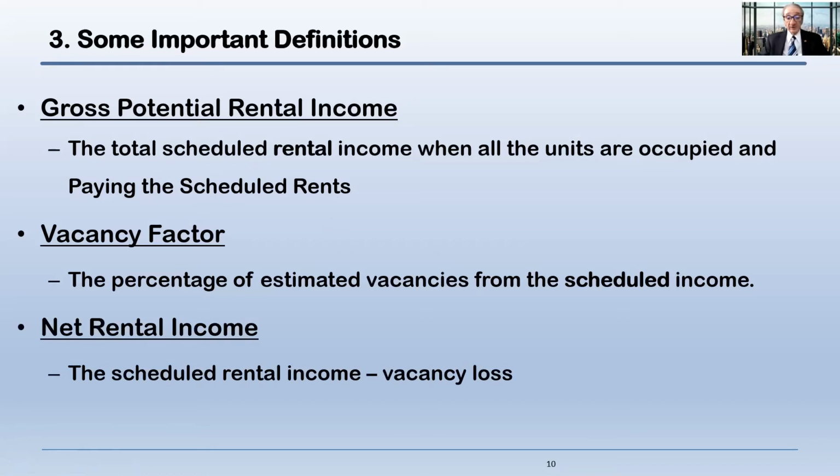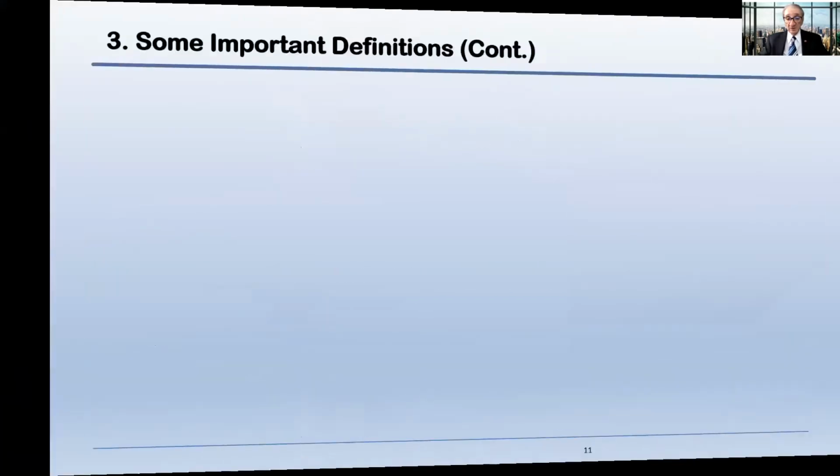When you subtract what you're going to lose due to the vacancy from the gross potential rental income, we get the net rental income. So far, we haven't talked about any income except the rental income. So the net rental income is the scheduled rental income minus the vacancy loss in dollars and cents.